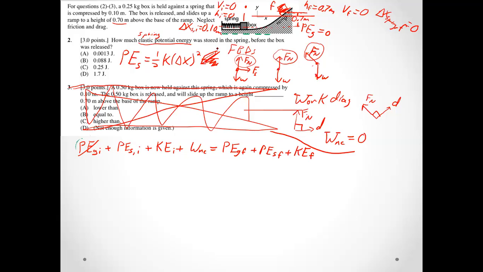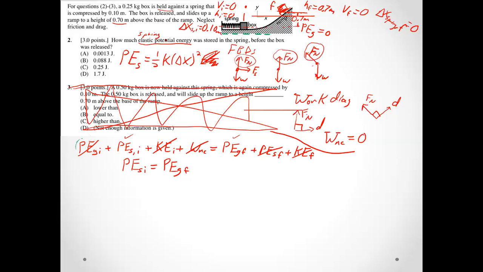All right, so it has spring potential energy. Remember that spring is compressed. It has no kinetic energy at the beginning because it's held. That's the clue there. It's held against the spring before it's released. We just said there was no work by non-conservative forces. At the end, it does have gravitational potential energy because it's at a height of 0.7 meters. It's not touching the spring and it's not moving. So our equation becomes pretty simply that the potential energy of the spring equals the gravitational potential energy final.